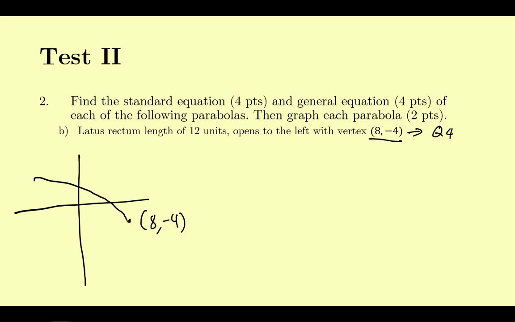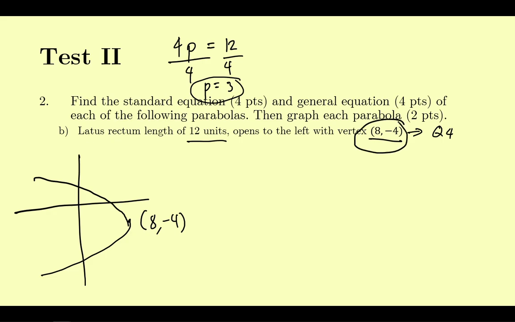That means it looks like this. Latus rectum length of 12 units. The formula for the latus rectum length is 4P, wherein the P is your focal length. That's one consistent formula. So, given 12 units, we can simply divide both sides by 4 to end up with P, which is equal to 3. So you have the value of P and you have the vertex. Just plug it into the formula. It opens to the left.